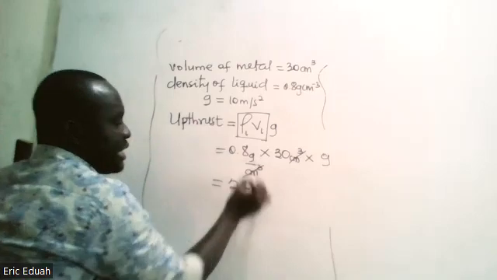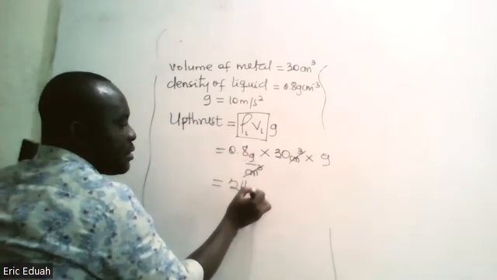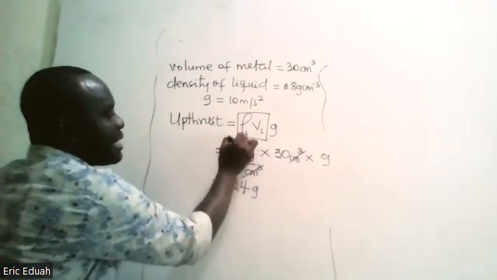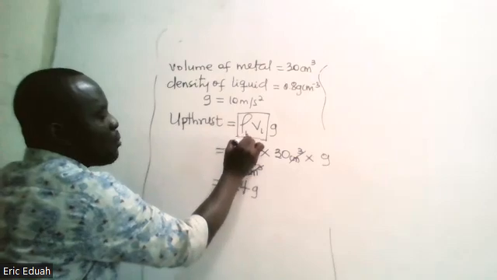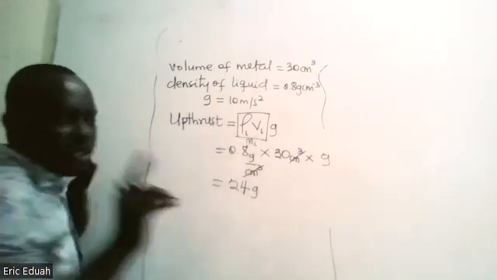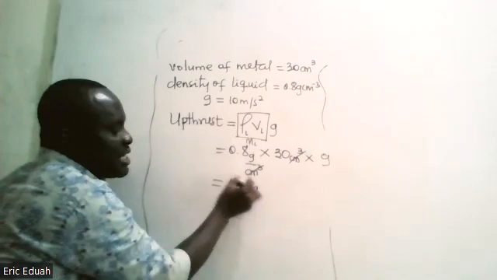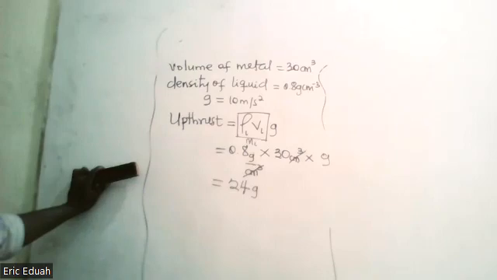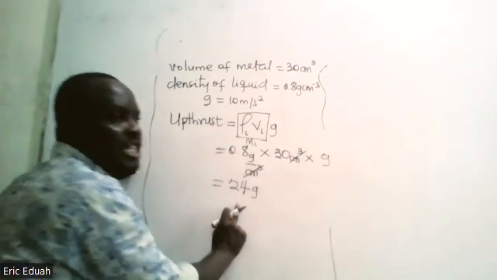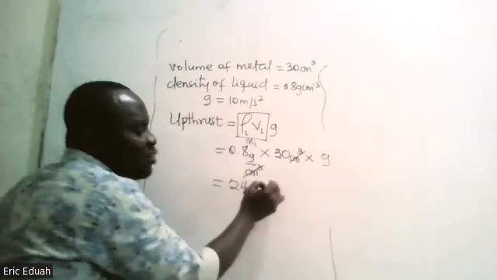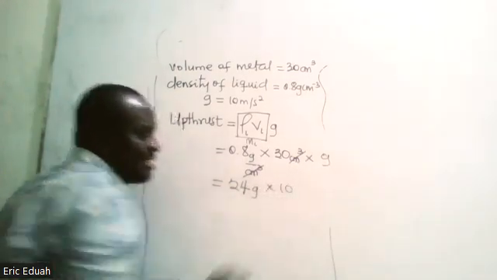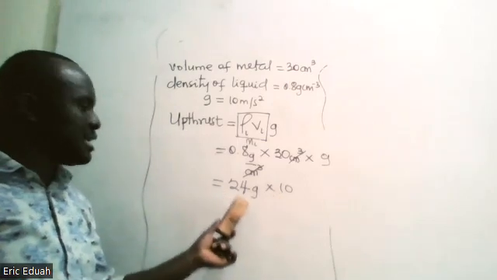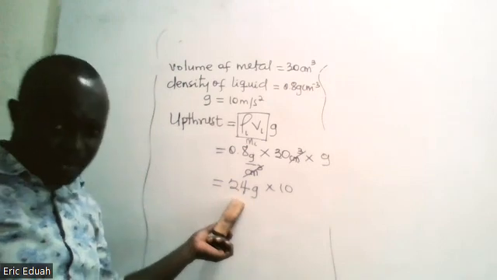And what will be the unit left? Grams. That is why I said this is also mass of liquid displaced. So it tells you that the mass of liquid displaced is 24 grams. If the mass of the liquid displaced is in gram, then you can't multiply this by 10. You can only do so after converting the mass into kilogram.